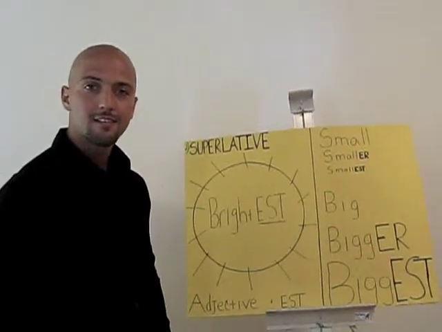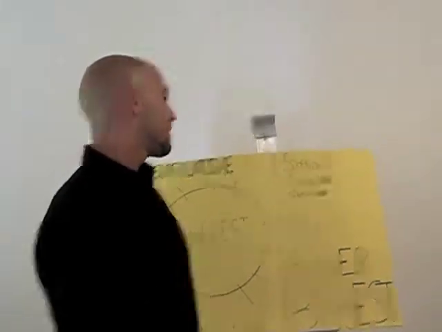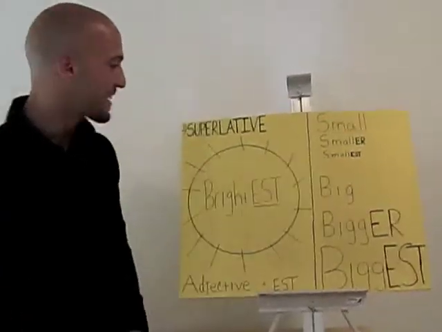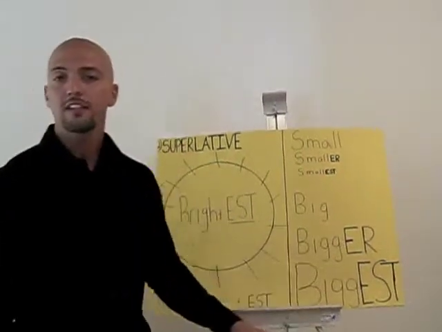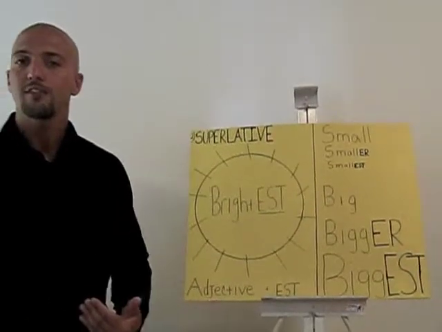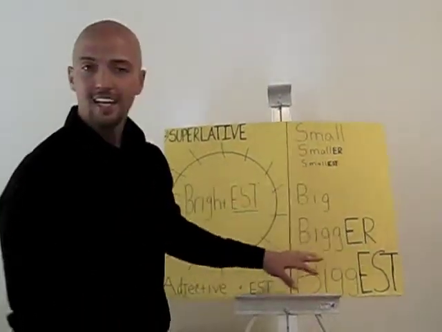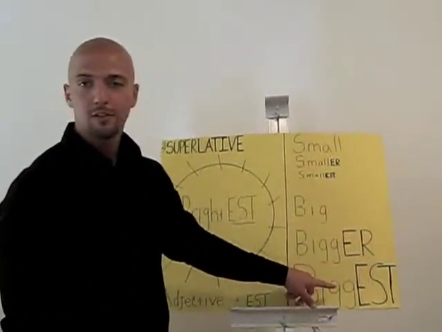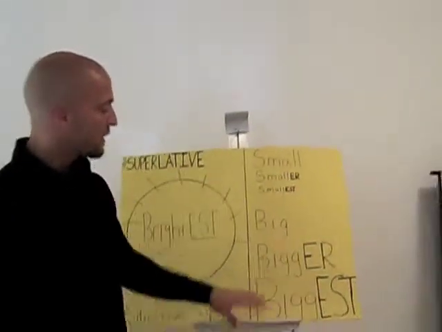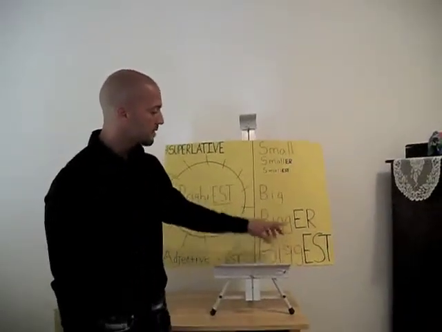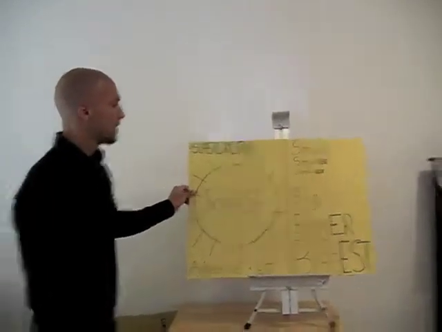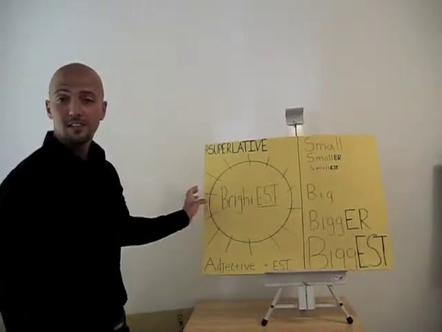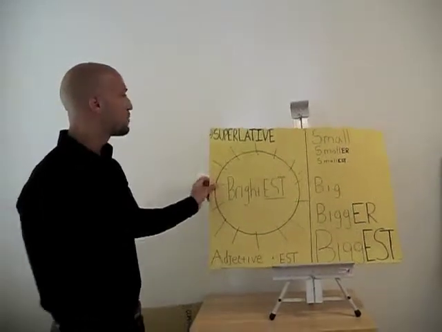To change the word. Let me help you out a little bit, Erica. In English, sometimes when you add ER to the end of the word, it changes the way you have to pronounce it. And to indicate this, we add a G. Alright, so big, bigger, biggest, comparative, superlative. Alright, does anybody have any questions? Alright, let's move on.